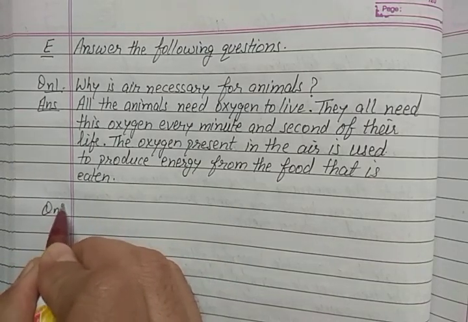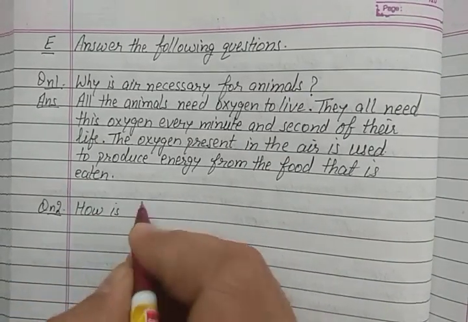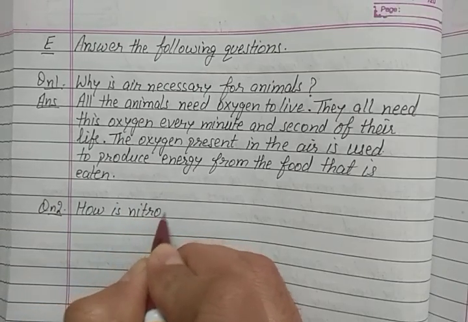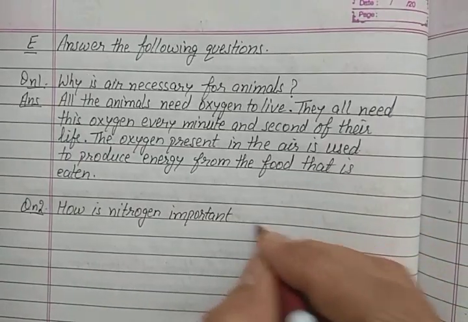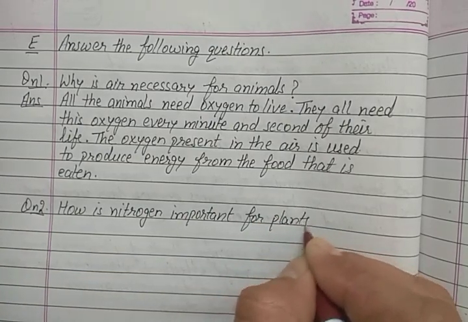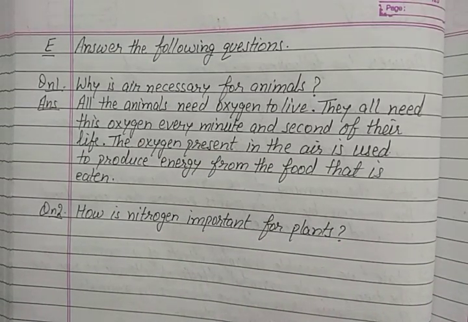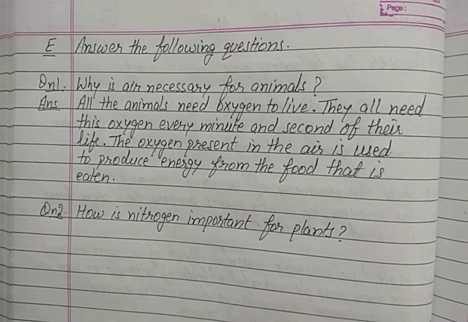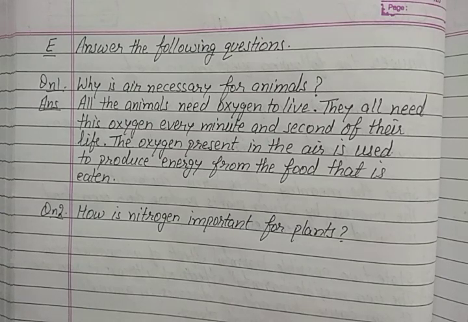Now the next question is question number 2. How is nitrogen important for plants? So you all know that nitrogen gas present in the air is essential for the growth of plants. It is very important for their growth, and secondly, nitrogen helps in rapid growth of plants. It also helps them to develop their fruits and seeds, and it also increases the size and quality of their leaves. So nitrogen is very important for plants.